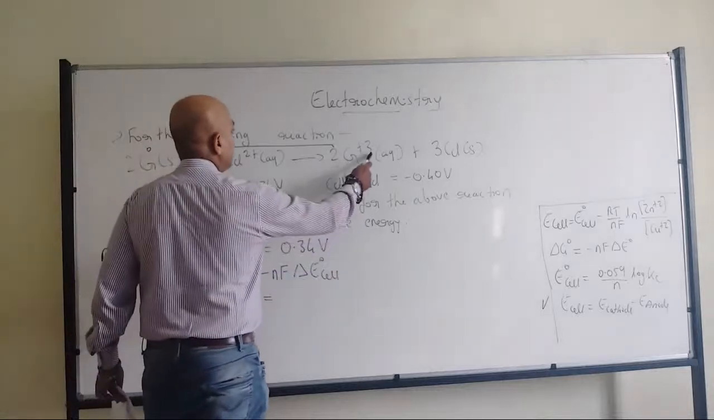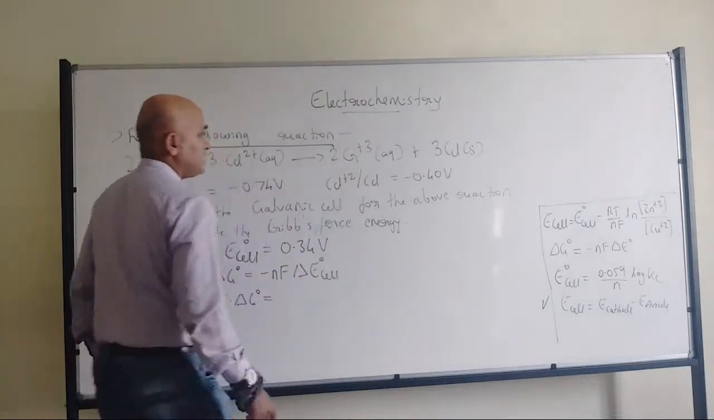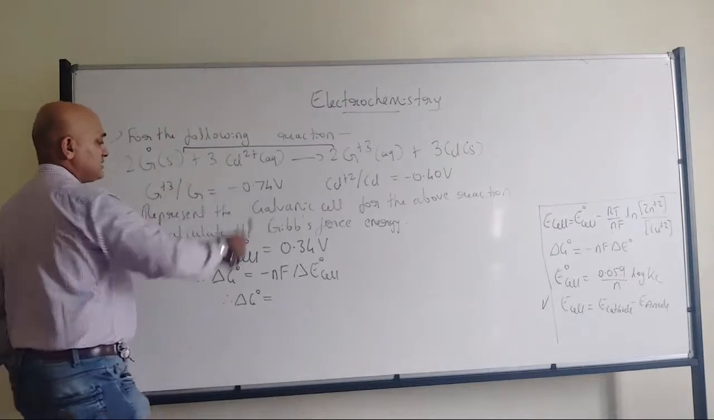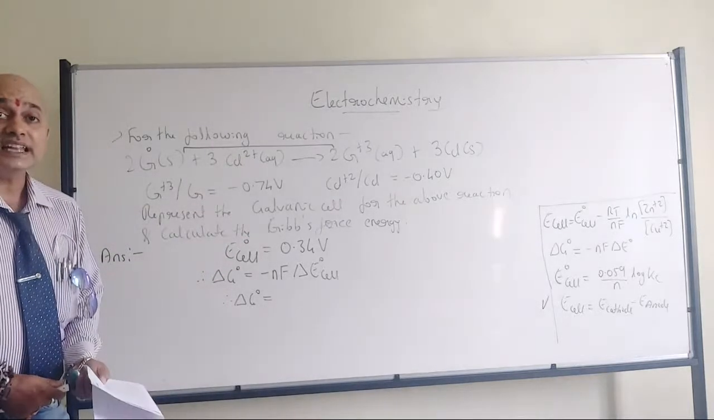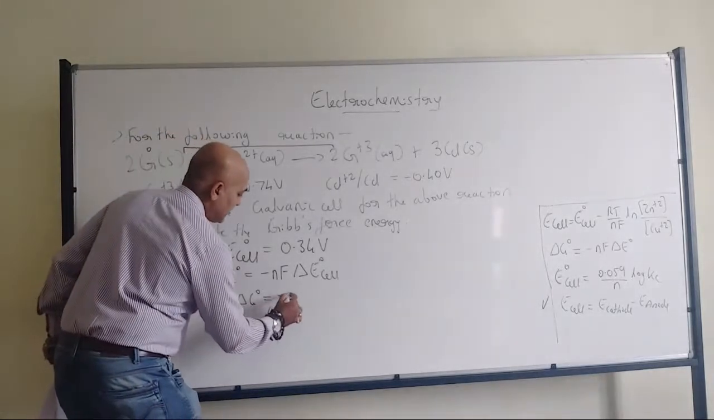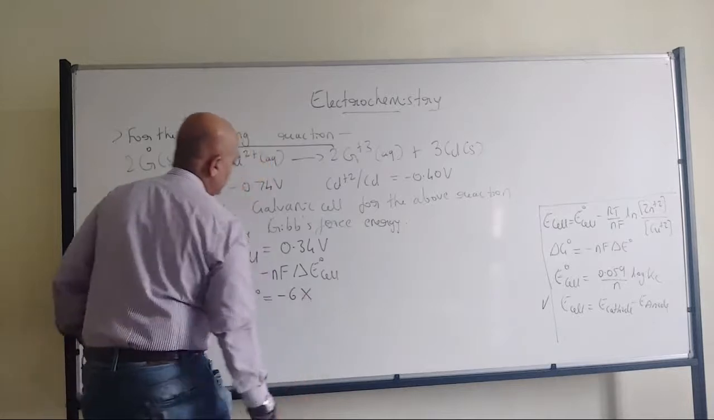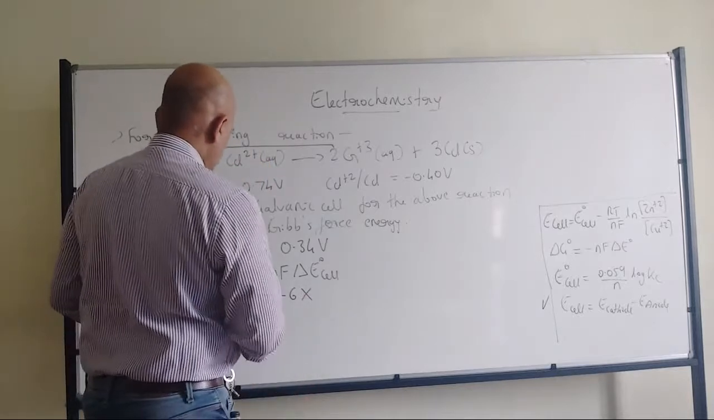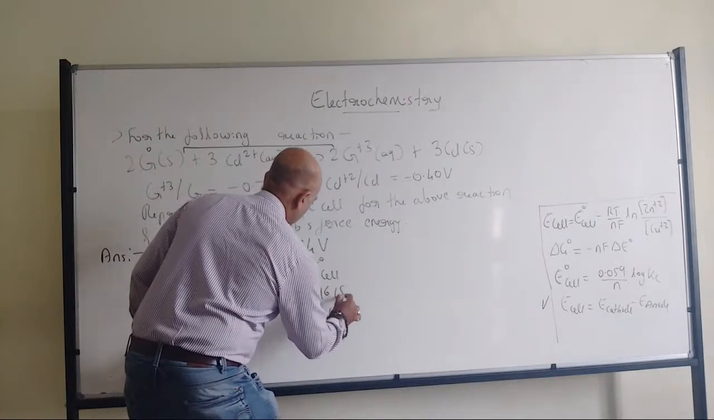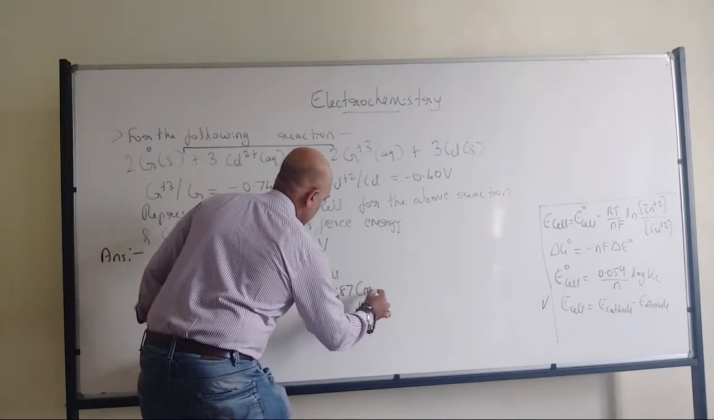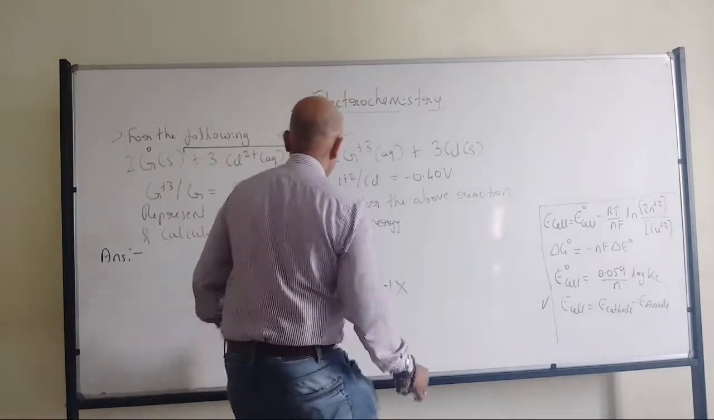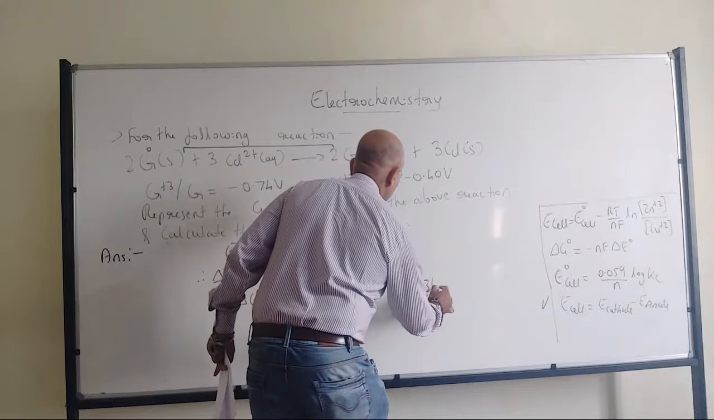According to that, how many electrons are involved? Here we can see that 3 2s are 6. Here also we can see that 3 2s are 6. That means 6 electrons are involved. That's important, what n value we are taking. Now F value is 96,487 coulombs per mole multiplied by the E naught value we have got, that is 0.34 volt.